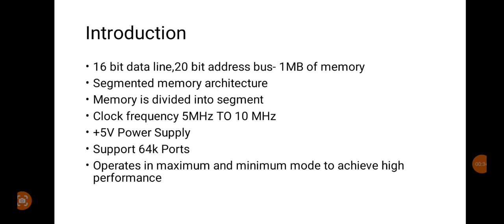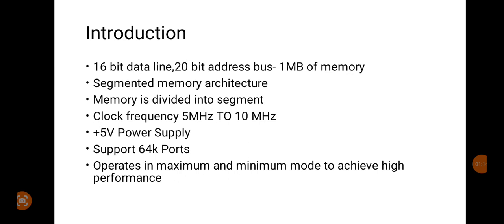In the introduction part, it has a 16-bit data bus. 16-bit data bus means a maximum of 16-bit data can be shared through the bus, and a 20-bit address bus, so a maximum of 1 megabyte of memory. 2 power 20 gives 1 megabyte of memory. It is called segmented memory architecture because the memory is divided into segments. Here 1 megabyte of memory is divided into 16 64K memory segments.